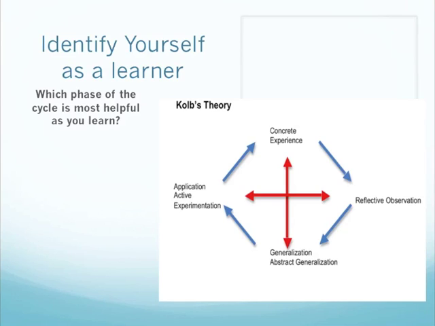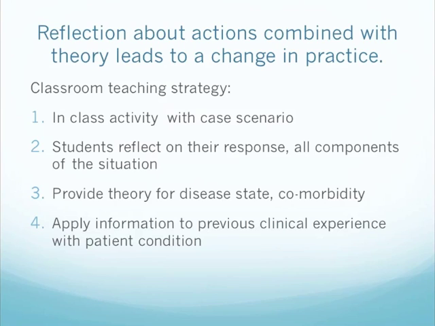What I'd have everybody do now is look at the diagram that you have on your handout of Kolb's theory and identify which cycle is most helpful as you learn, and then reflect on your teaching practice and argue, is the type of learner that you are, does it impact on the type of teacher that you are? And then you can think about ways that you can incorporate different teaching strategies to cause a change in practice.